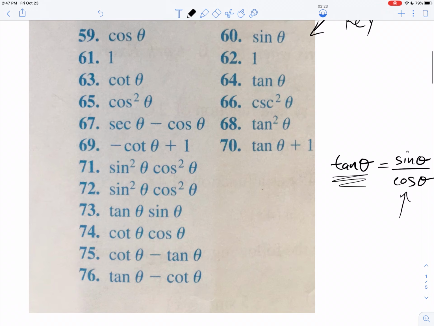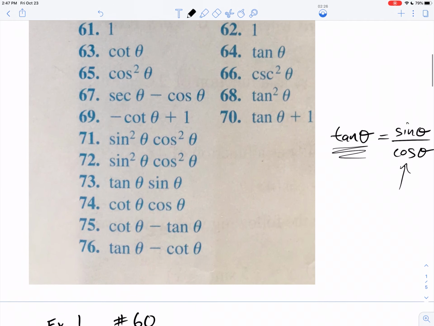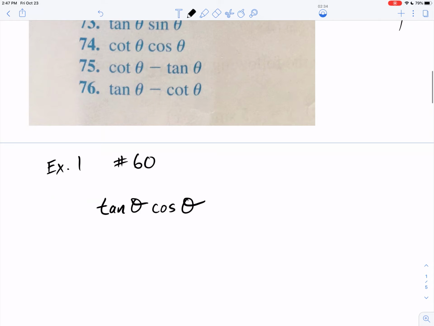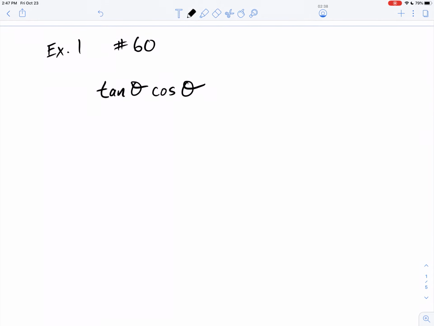So let's play. I'm going to show you the first one, number 60. Now, what do they say for an answer? Just so you know, number 60, the answer is sine theta. That's what it says here. That's the answer. So, how did they get there? Well, they said first things first. Write everything in terms of sines and cosines.